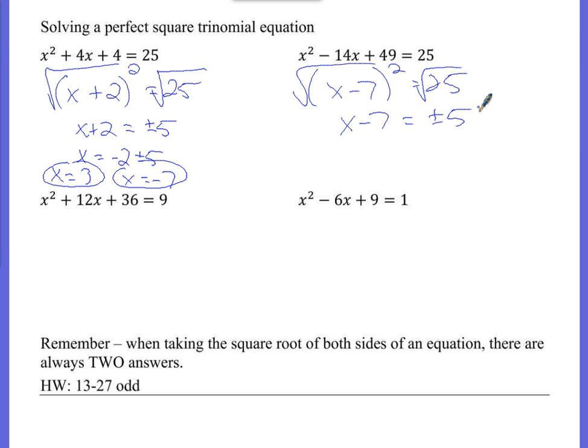Now what? Add 7 to both sides, and you have x equals what? 7 plus or minus 5. Okay, now we actually can simplify that down, so we have to. We get two answers. X equals 12. X equals 2. There you go. It says 7 plus 5, which is 12, and then 7 minus 5, which is just 2. Okay? Really what you're seeing here is two equations.